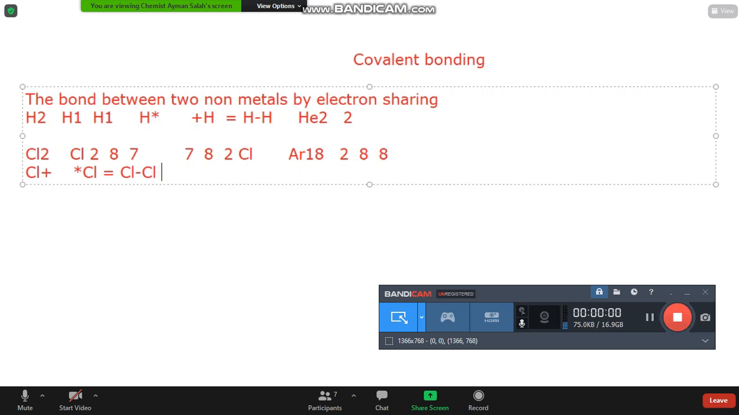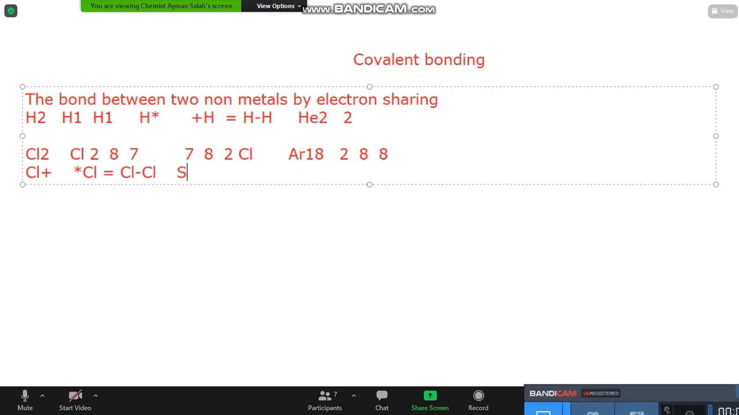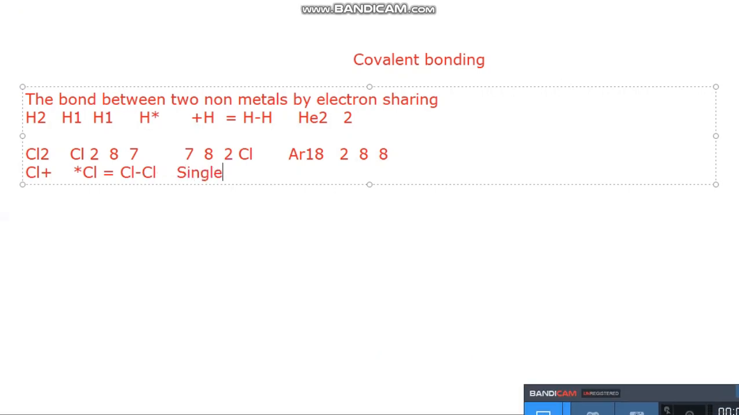First type of covalent bonding is called single covalent bond. Like in these molecules, in these examples, we have here a single covalent bond between the two hydrogen atoms. Also, we have here one single covalent bond between the chlorine atoms.